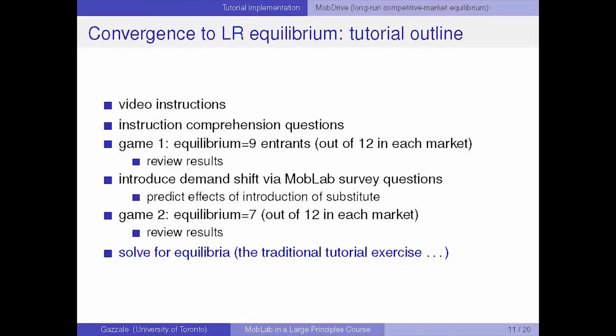I then introduced demand shift, or my TAs did, by a MobLab survey question. And in this MobLab survey question, I basically say, predict what would happen if there is the introduction of a substitute. And this I can do very easily because Lyft is not yet in Toronto, yet most of my students understand that there are other rideshare services out there. And so I say, imagine another rideshare service, let's call it Lyft, comes into Toronto. What might happen to the demand for Uber cars? How might that affect the revenue per hour of an Uber driver?